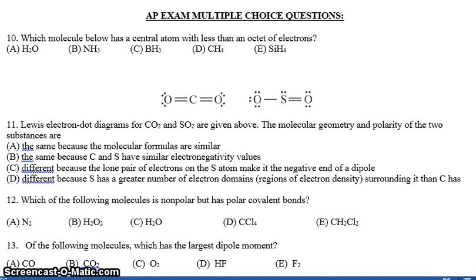All right, number 11 says Lewis electron diagrams for CO2 and SO2 are given above, and the molecular geometry and polarity of the two substances are the same or different. Now, we should expect these to be different because of this lone pair of electrons on sulfur. Remember, this will make the arrangement around sulfur bend down. You'll get yourself a bent arrangement, whereas this will still be linear. So we are looking at two different geometries, and let's pick the answer that justifies it.